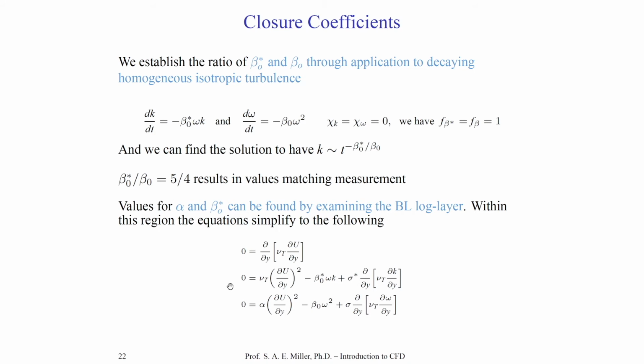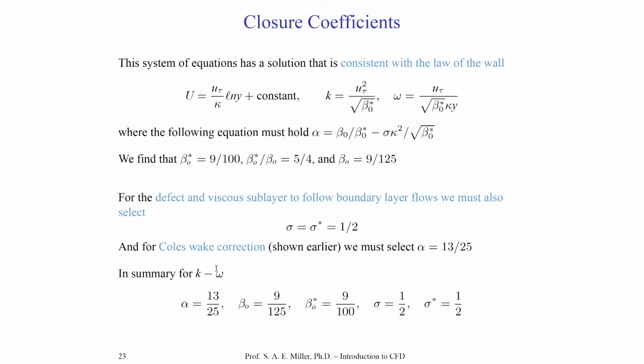We'll put in our equations with our currently found coefficients and simplify them, and we find this set of particular PDEs. But why do we do that? This is also a system of equations, and it has a particular solution which is consistent with the law of the wall. But that's by design. We've put the equations and filled in the parameters and variables to correspond to the log law region.